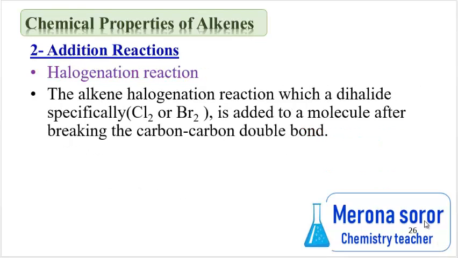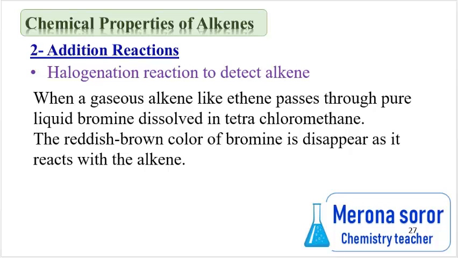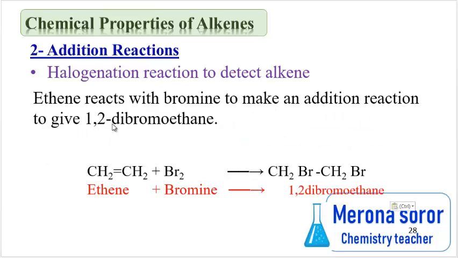Halogenation reaction. In the alkene halogenation reaction, a dihalide, specifically Cl2 or Br2, is added to a molecule after breaking the carbon-carbon double bond. Halogenation reaction to detect alkenes. When a gaseous alkene like ethene passes through pure liquid bromine dissolved in tetrachloromethane, the reddish-brown color of bromine disappears as it reacts with the alkene.